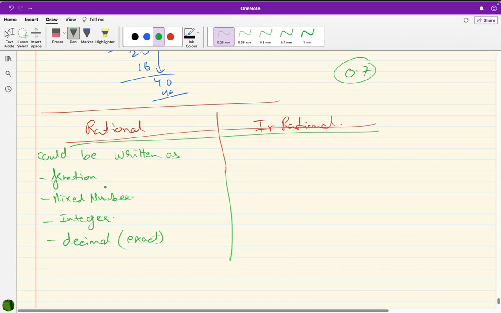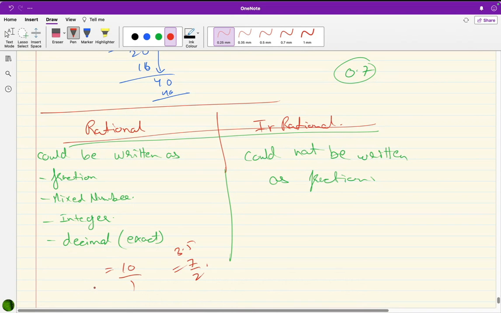Irrational is reverse of that. It could not be written as fraction. Now we need to understand, when we say 10, this is also a fraction, that is integer. I can say this is 10 over 1 as well. When we say 3.5, it could be written as 7 by 2.